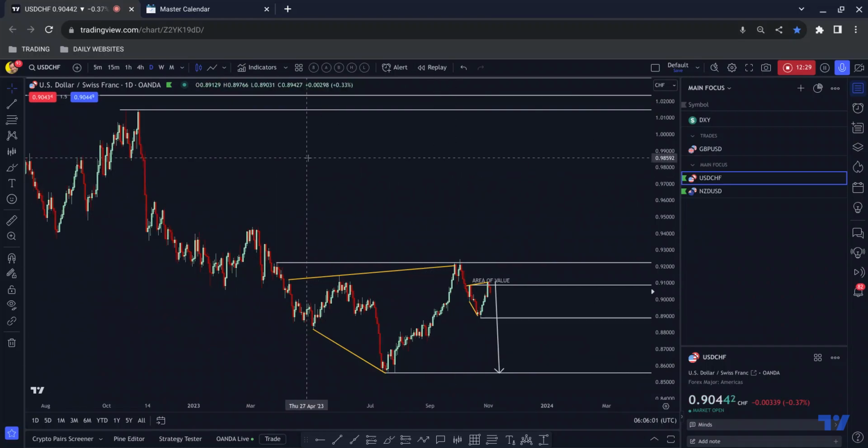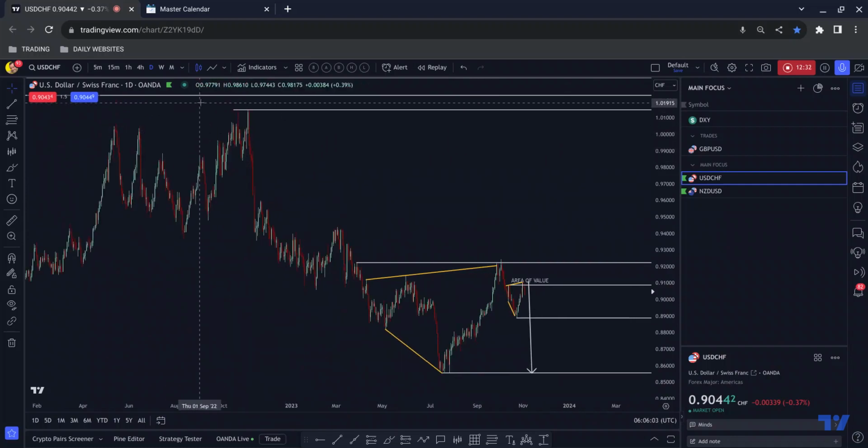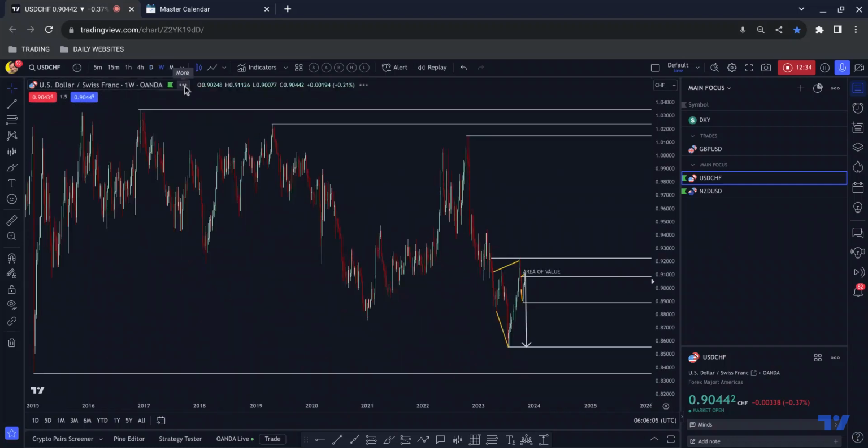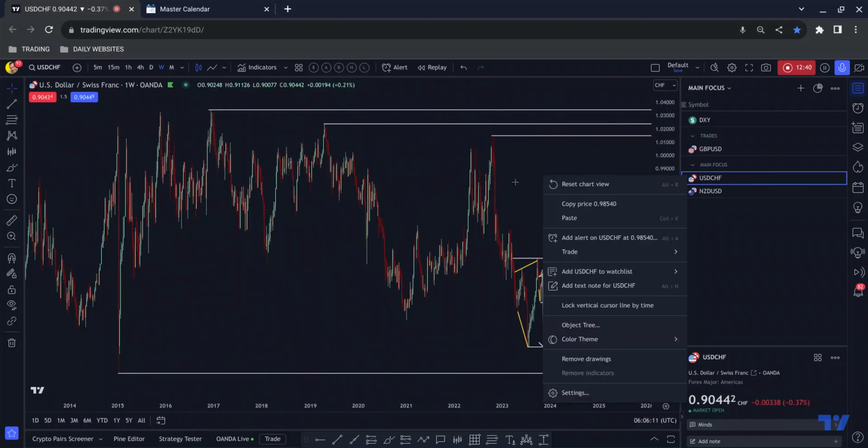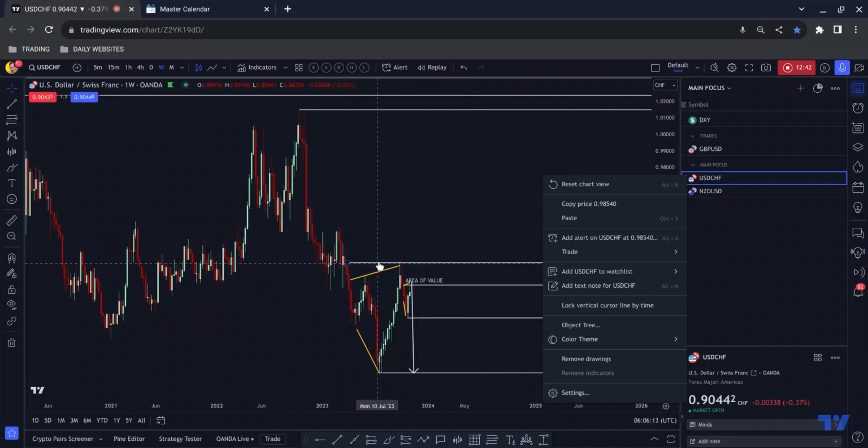So in about 55 minutes time, that might cause a little bit of volatility. But the higher time frame narrative on dollar Swiss, as I see it, is we do have some near misses to the upside. But you can clearly see that we are in a run of momentum to the downside.